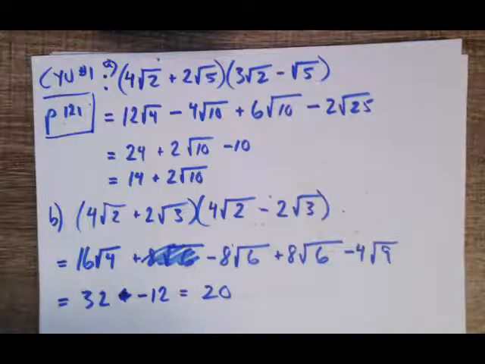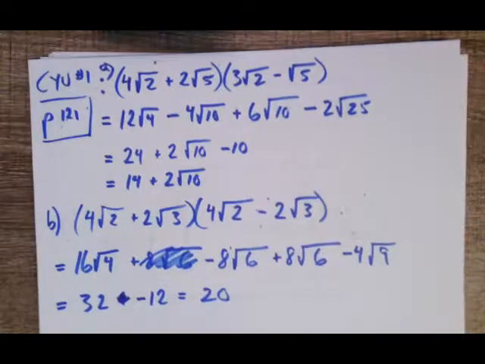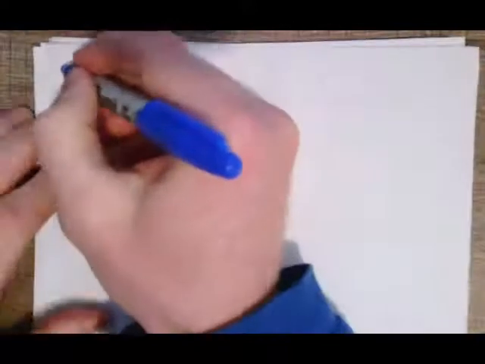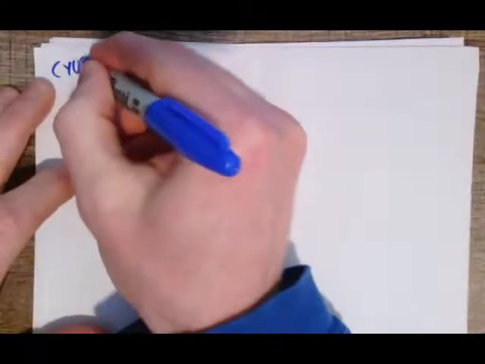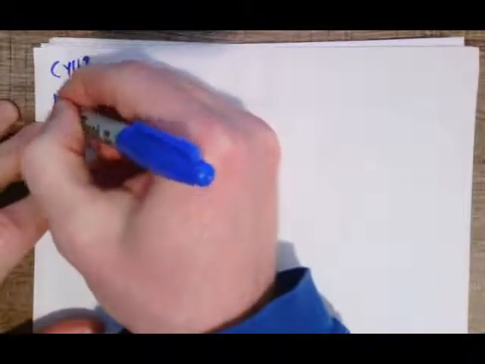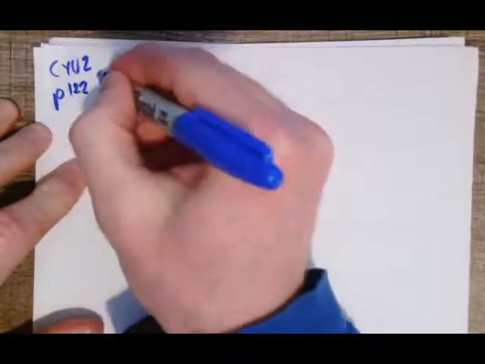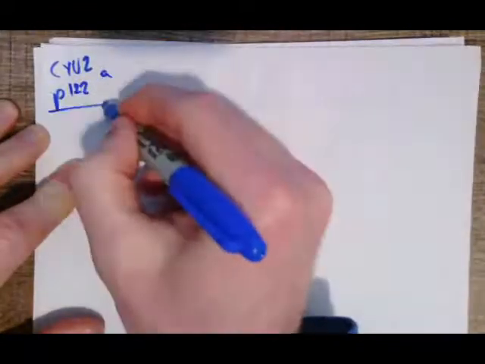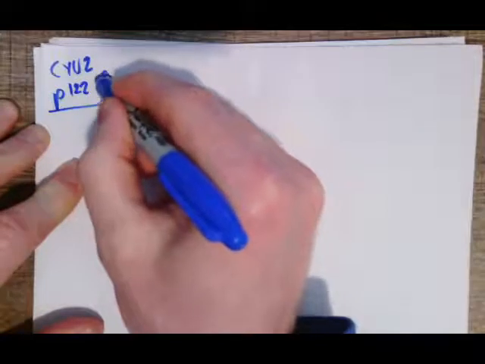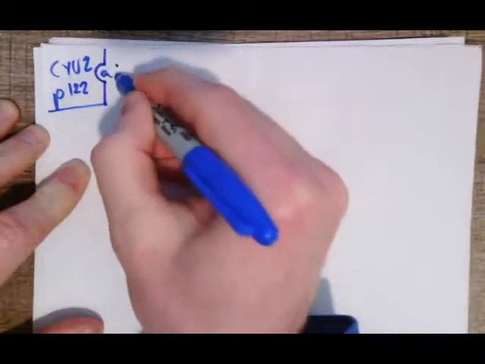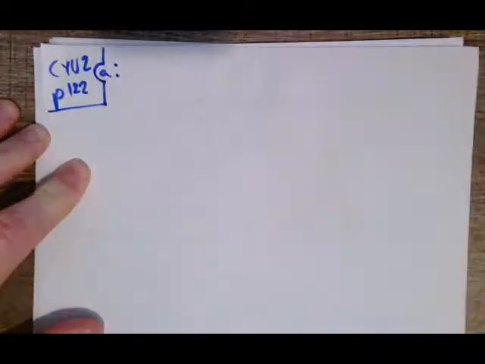All right. Okay. I was just glancing at numero dos. I'm just going to maybe turn this around. So, CYU 2, page 122. Let's start with A. This is what happens. You're talking to yourself all day.